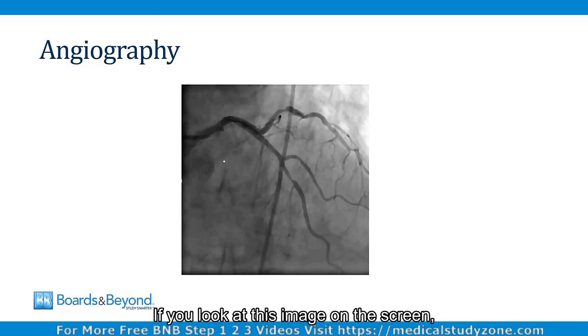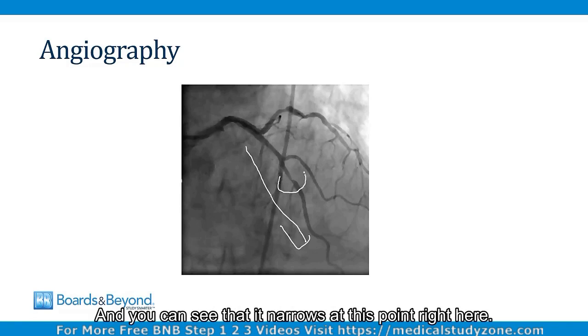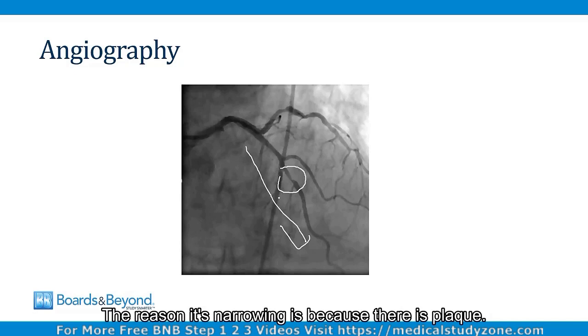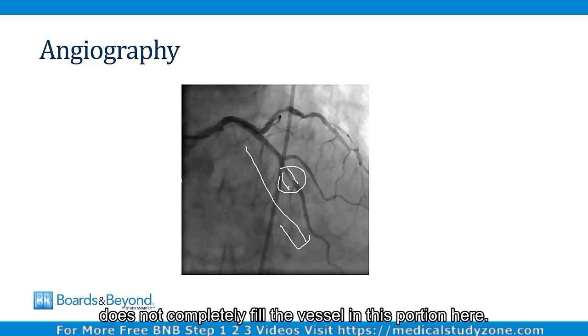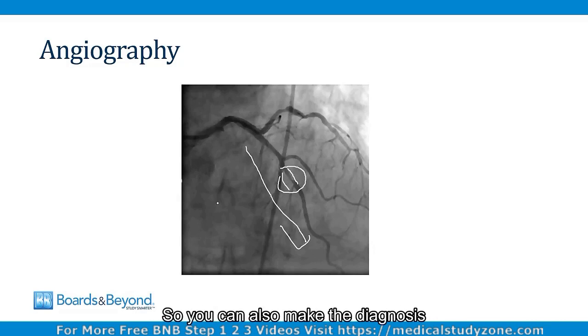If you look at this image on the screen, this is the LAD artery right here, and you can see that it narrows at this point right here. The reason it's narrowing is because there is plaque. So the dye, which is the dark colored material here, does not completely fill the vessel in this portion here. That's because there is a plaque there. So you can also make the diagnosis of coronary artery disease by angiography.